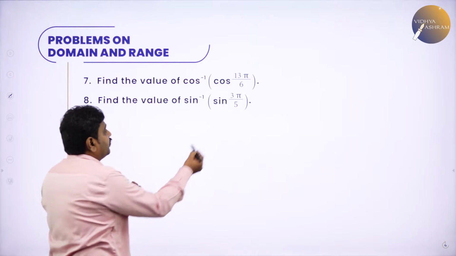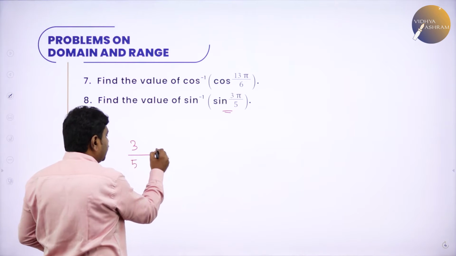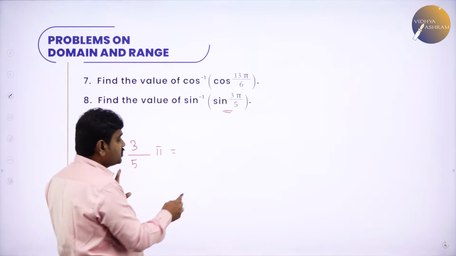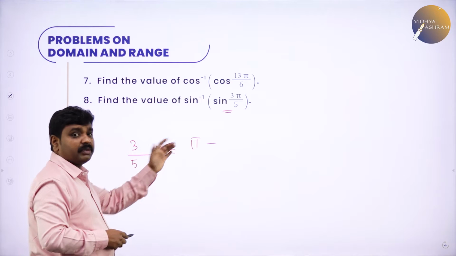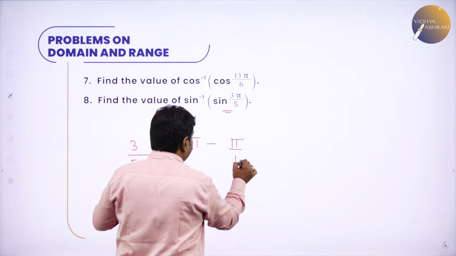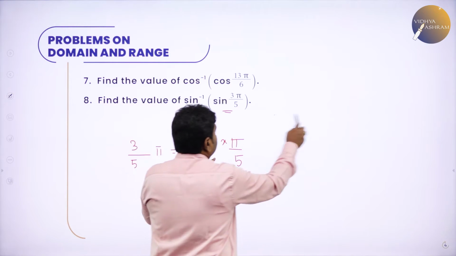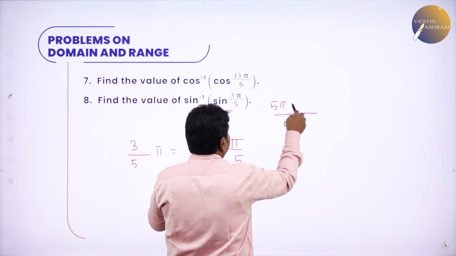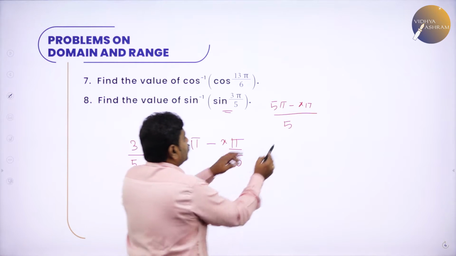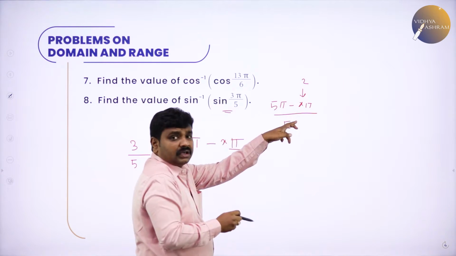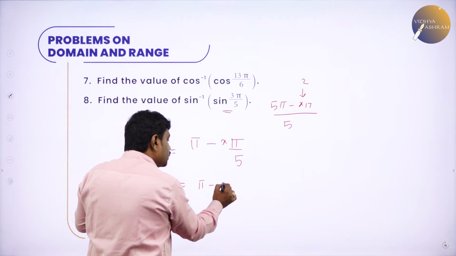Now, a hint for writing 3 pi by 5. Let me clarify this. First you see, if the denominator is more, write it as pi minus. If the numerator is more, write it as pi plus. Here 5 is more, so pi minus, and the remaining part is pi by 5. I will say x pi by 5, by trial and error. If I take LCM, 5 ones are 5 pi minus x pi, and this x has to be a number which should give 3. So in the place of x, a suitable number is 2. If I take 1, I will get 4 pi, but I need 3 pi, so place 2. So 3 pi by 5, you can write it as pi minus 2 pi by 5.